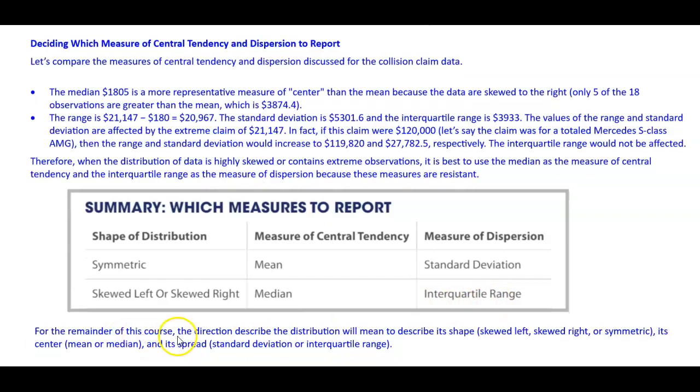So, for the remainder of this course, to describe the distribution will mean to describe its shape (skewed left, skewed right, or symmetric), its center (mean or median), and its spread (standard deviation or interquartile range).